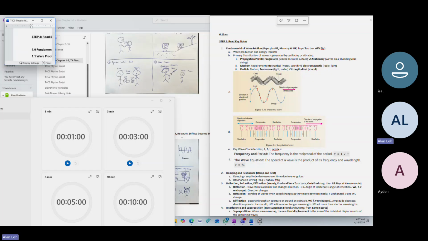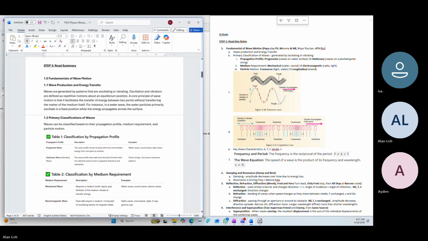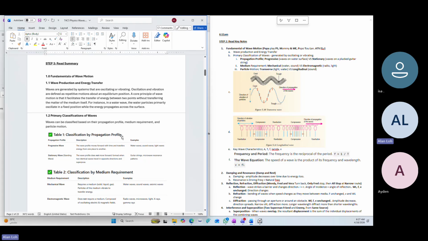So, oops. Where is it? Sorry, I clicked the wrong button. Okay, I hope it's not too small for you to read. If it is, let me know.